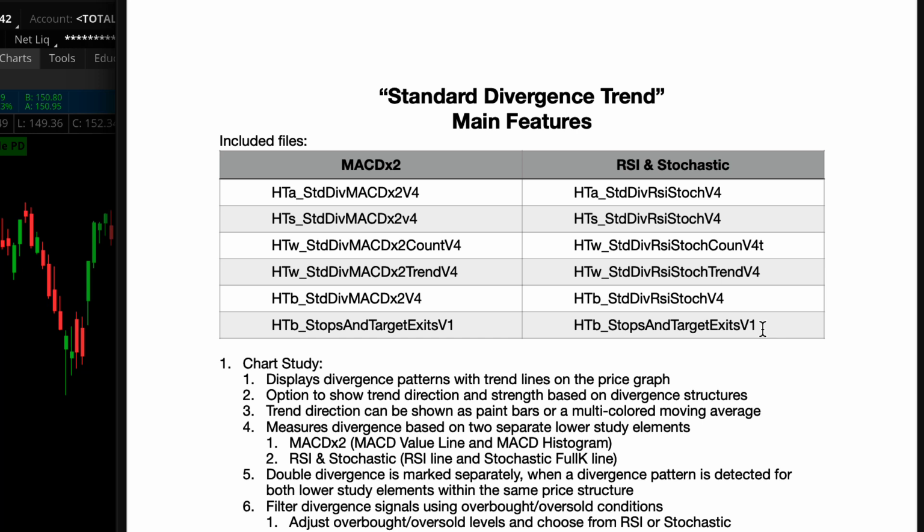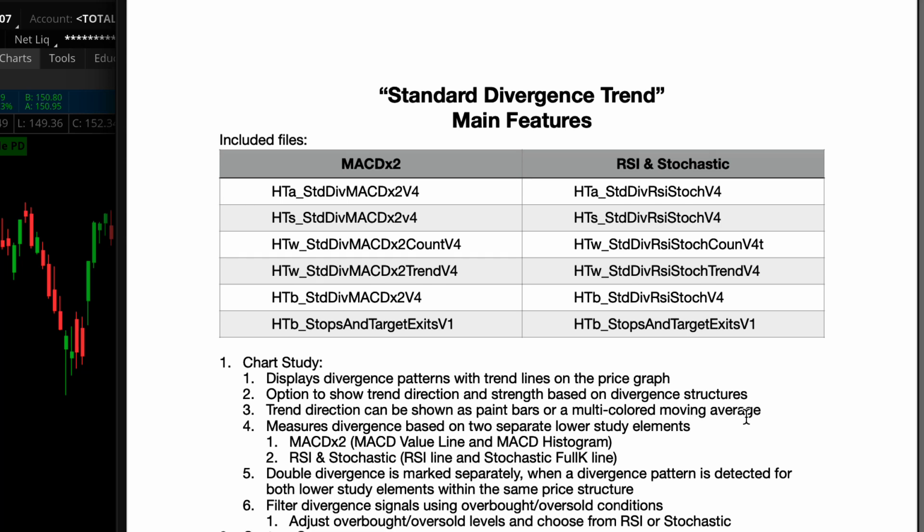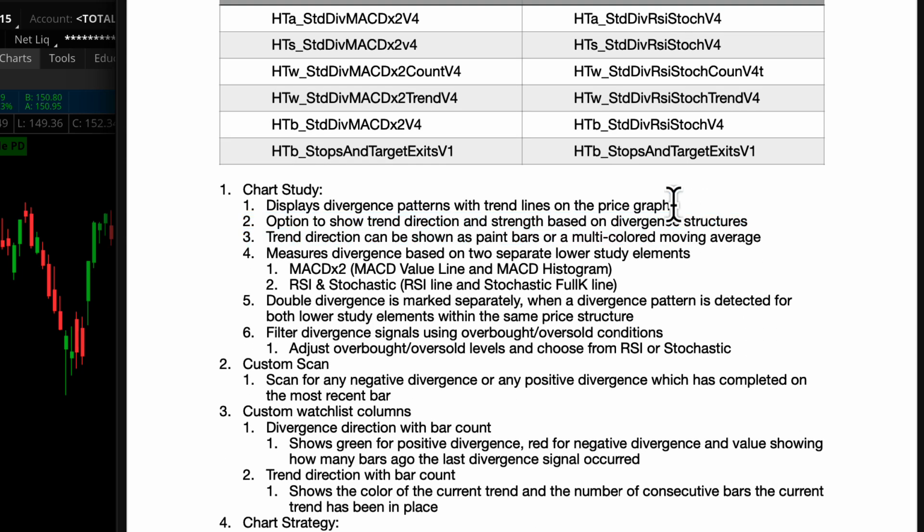One covers the MACD X2, and X2 simply means that it uses both the value line of the MACD as well as the histogram of the MACD. I'll explain that when we get to the charts. And the RSI and stochastic is a different version of divergence study, but it does exactly the same thing except that it uses the RSI as well as the full K of the stochastic to measure divergence patterns.